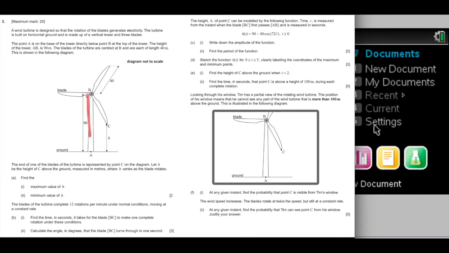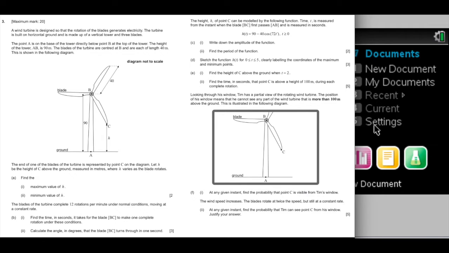Okay, so it's 90 meters above the ground, and each blade measures 40 meters. And this point C, as the wind turbine rotates, the place that point C is will change, and therefore the value of H will change as we go round, so how far it is off the ground. So the first question there is asking us to work out the maximum value of H.